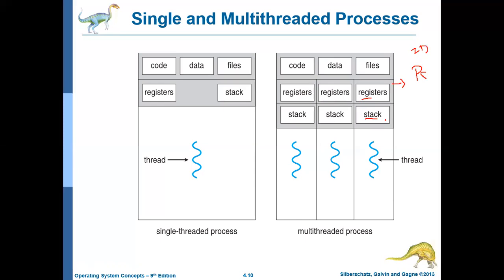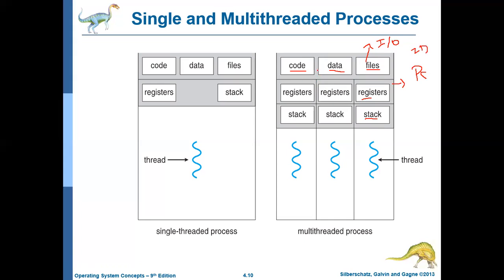But the threads share the code section, data section, and other resources like files or IO devices. These are shared among all the threads. So there won't be a separate code section, separate data section, or separate other resources for each of the threads. No, all the threads will share these things.